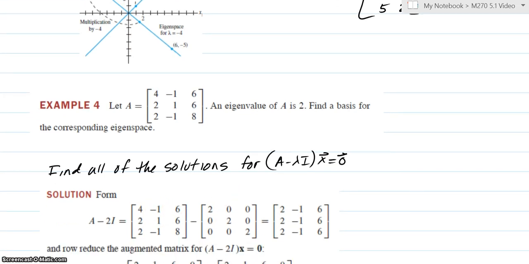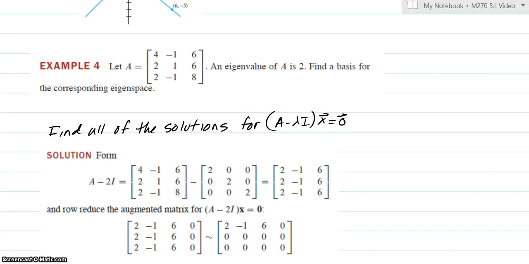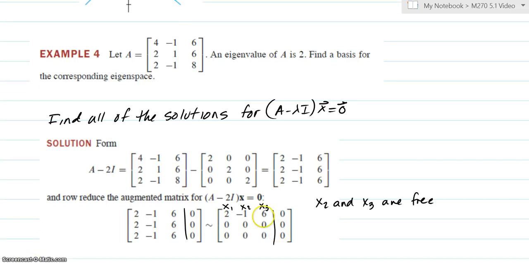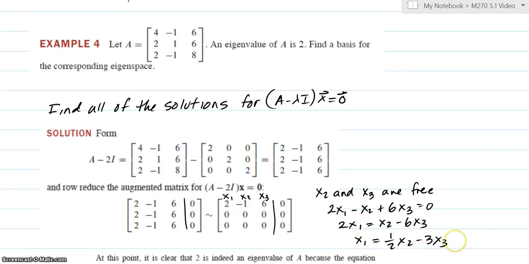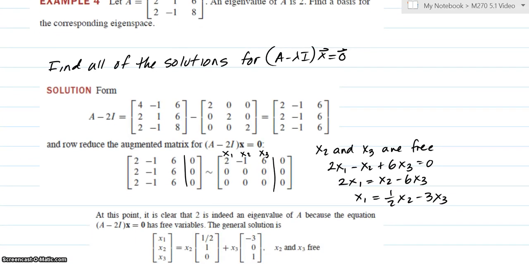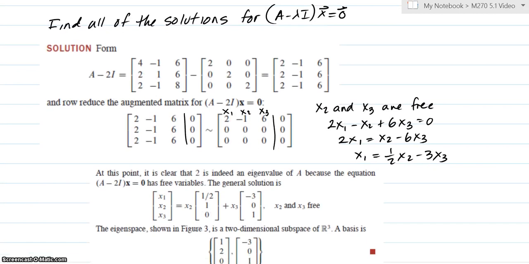And now let's try to solve that equation. I'm going to add a 0 here. We notice that x2 and x3 are free. I'm just going to write this first equation down to solve for x1. And when I do that, you can see we can solve for x1 there, which is how they got this solution. So, by the way, they say at this point, 2 is indeed an eigenvalue because we did not get a trivial solution, and we can get our parametric form. And you can see the first one is 1/2 x2 plus minus 3 x3, and then we can find the other two because x2 and x3 are free.